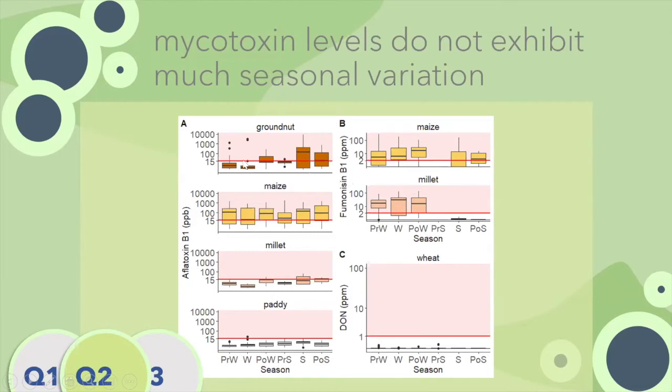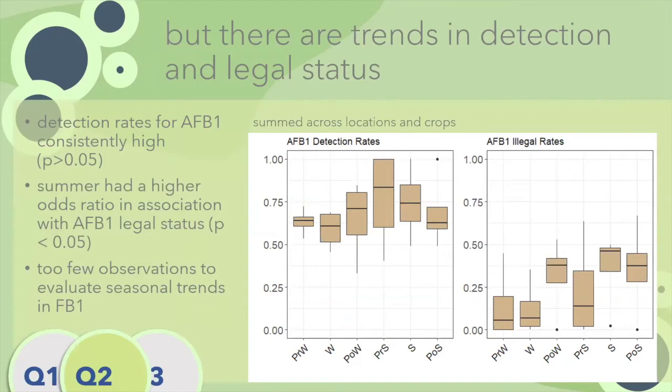And as you can see here, across the time points, we didn't see a whole lot of seasonal variation in mycotoxin levels per se. However, we did see trends in detection and legal status rates. If you look here in the figure across the seasons for aflatoxin detection, you can see a visible trend. And these figures represent all samples across locations and crops.